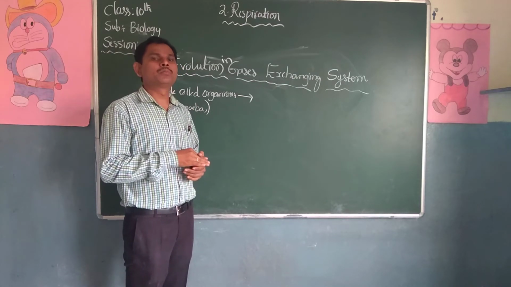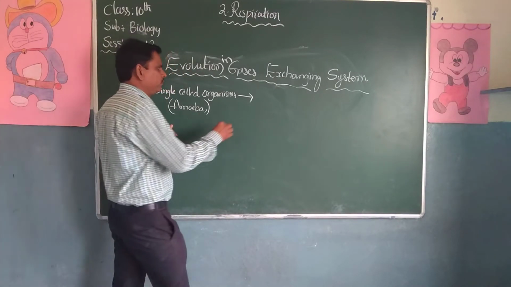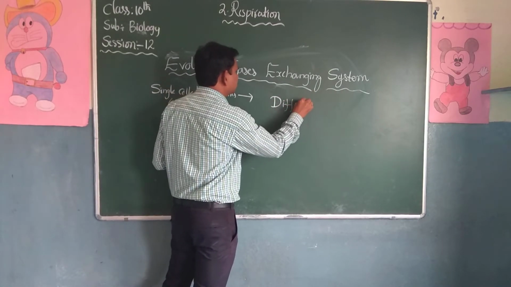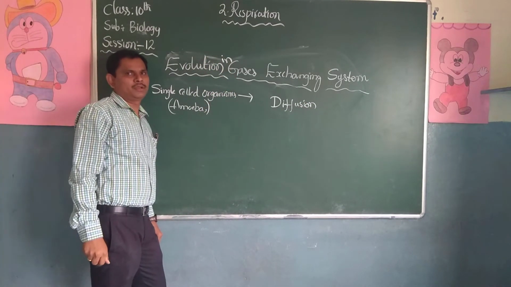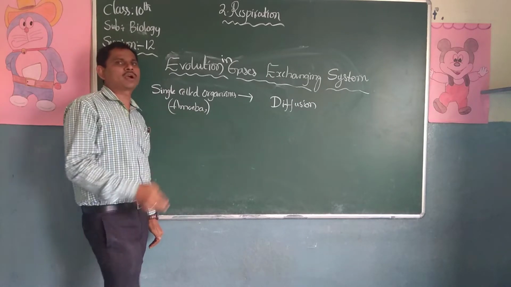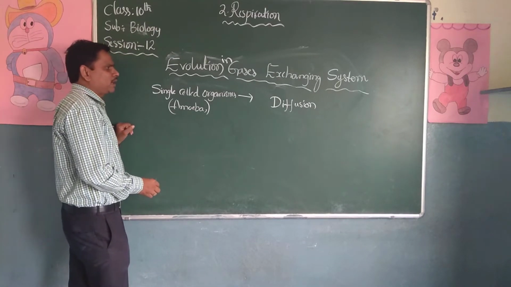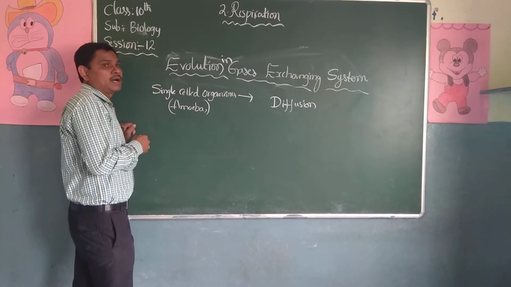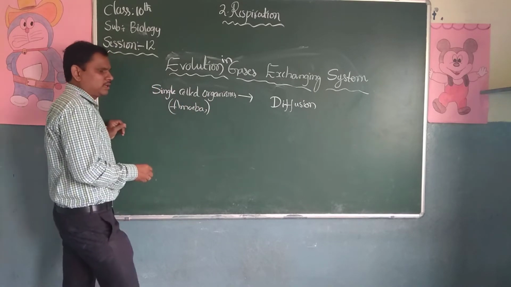Through the pseudopodia, by the process of diffusion, the food materials enter into the single celled organism. What is diffusion? The molecules move from high concentration to low concentration. So this is about single celled organisms like amoeba. They diffuse, and the food materials enter into the single celled organism.